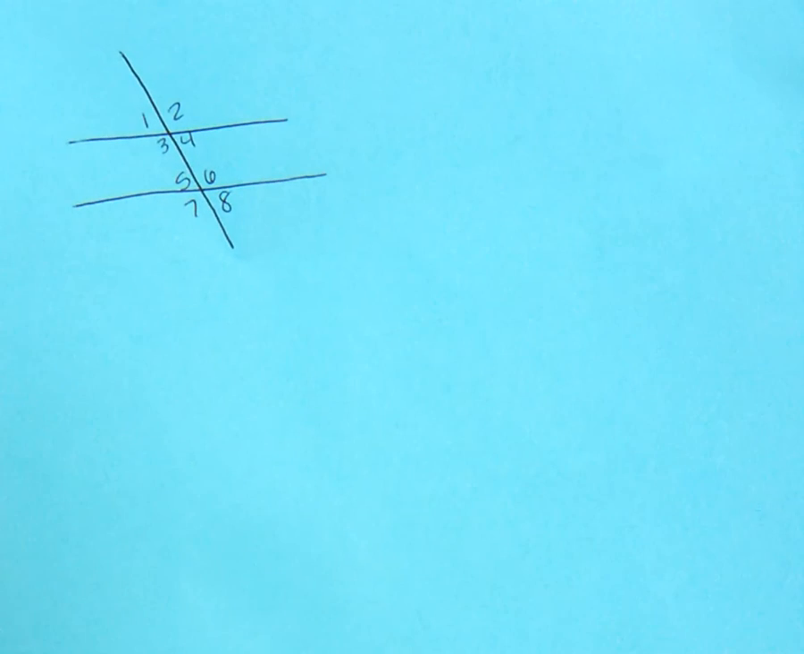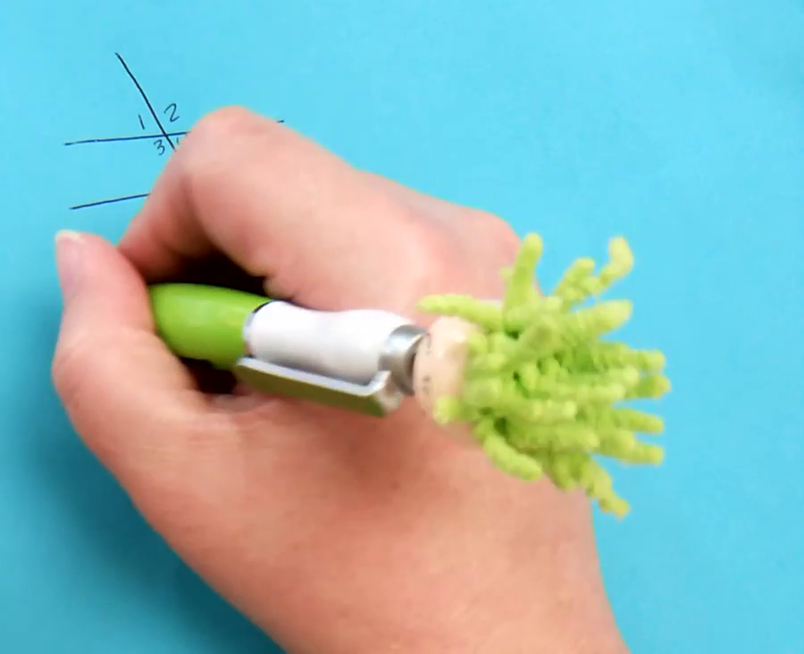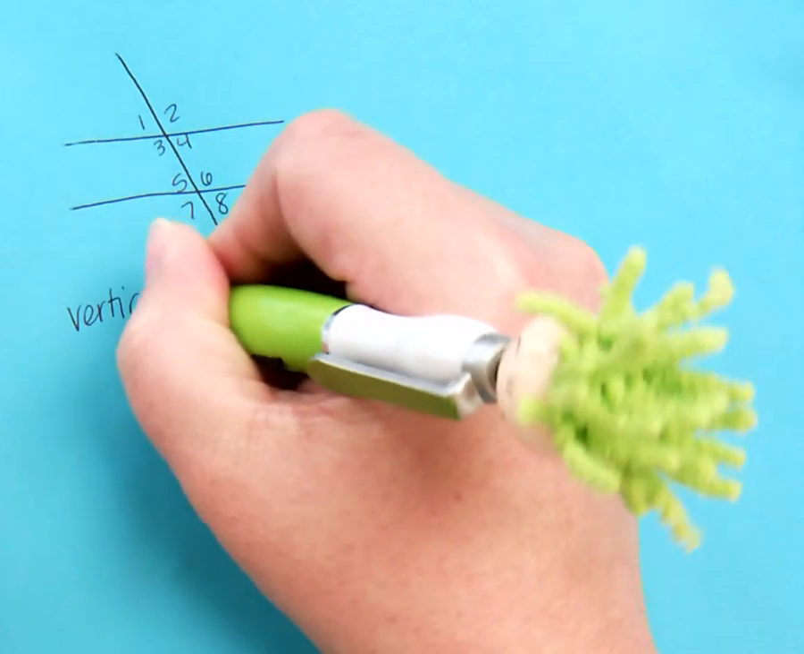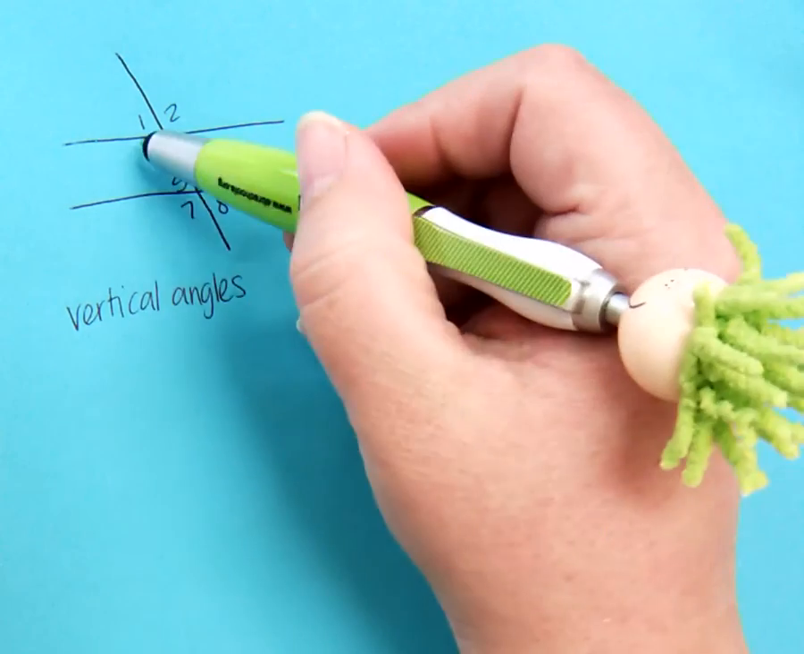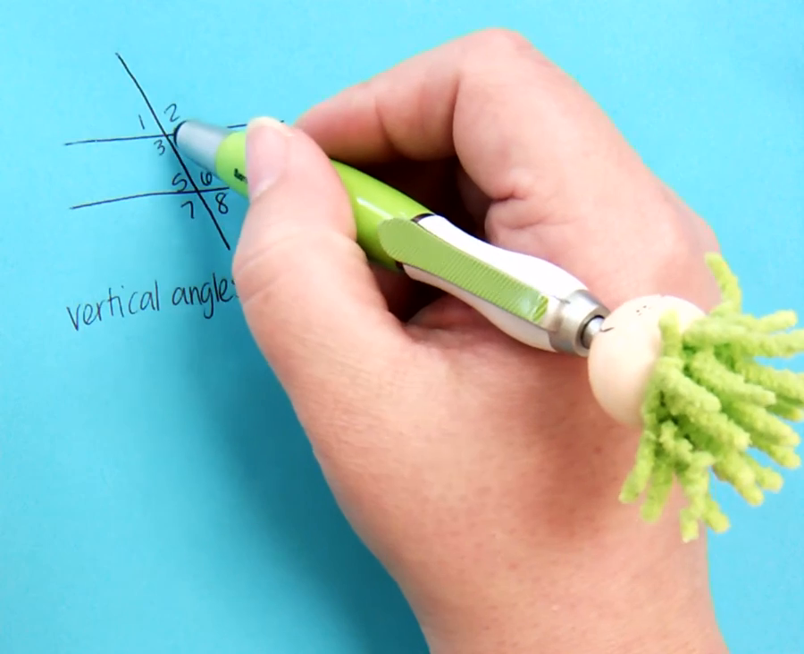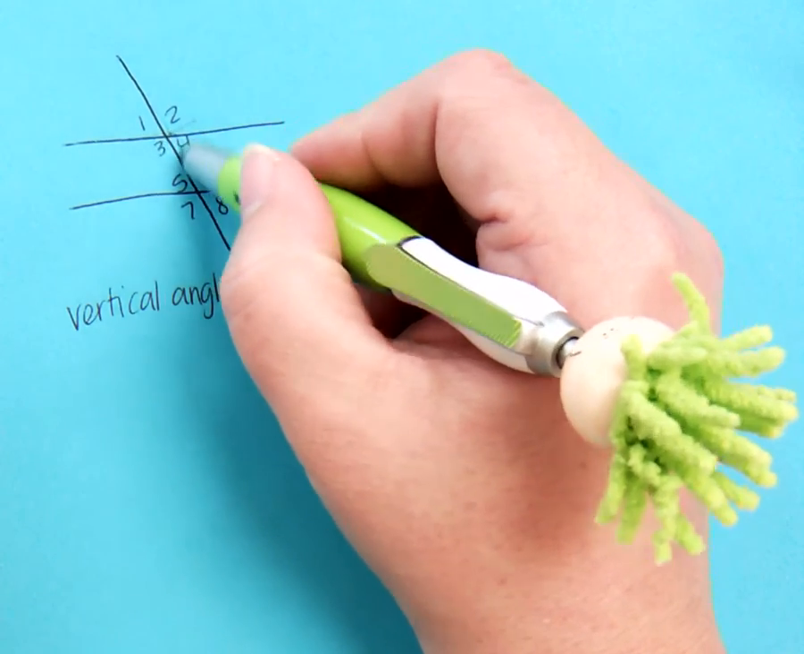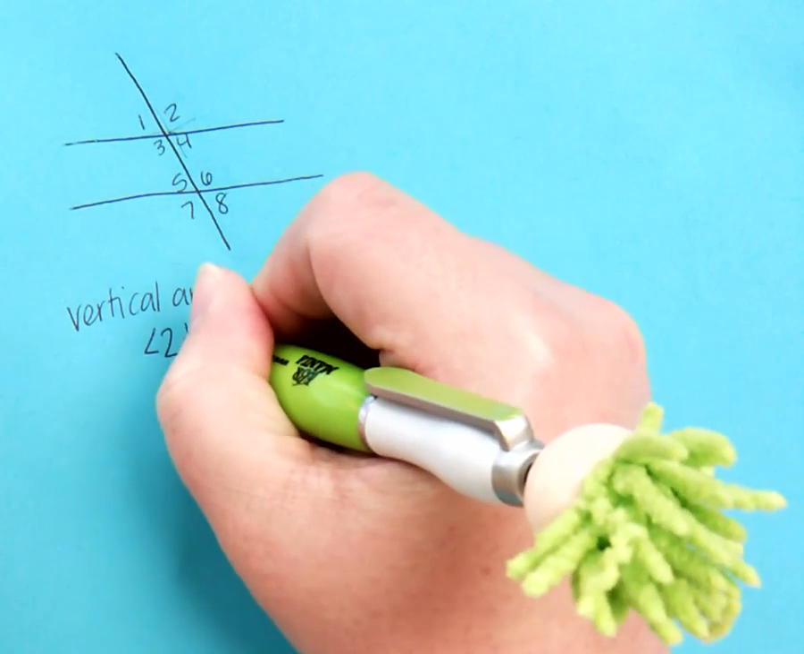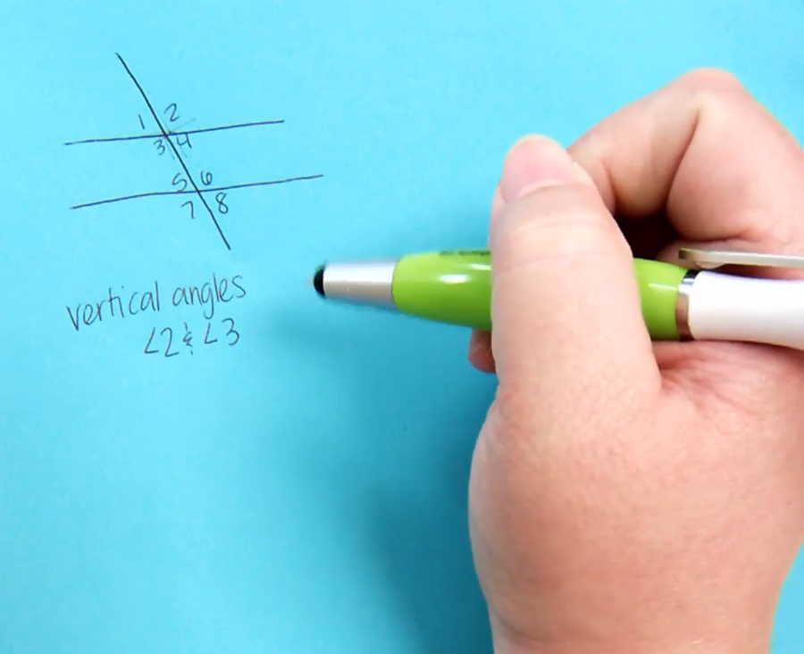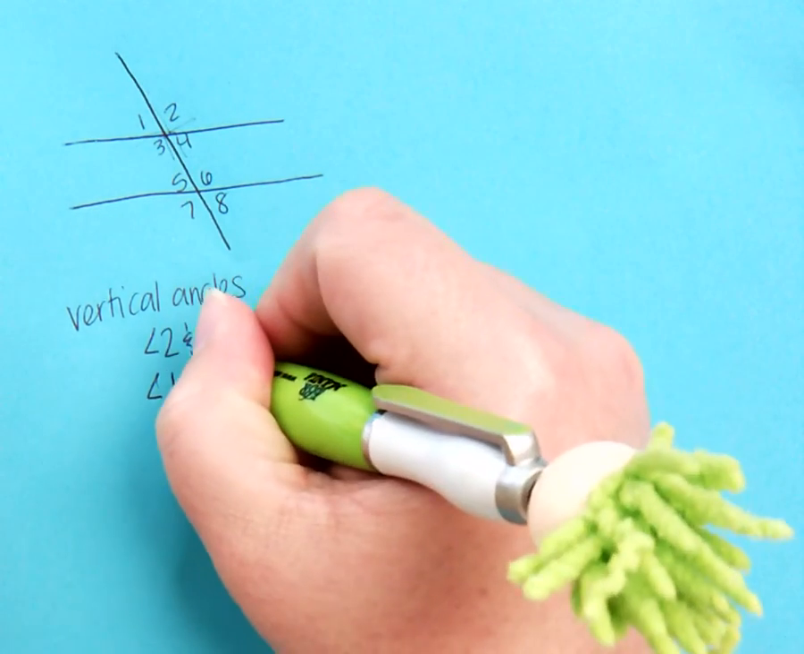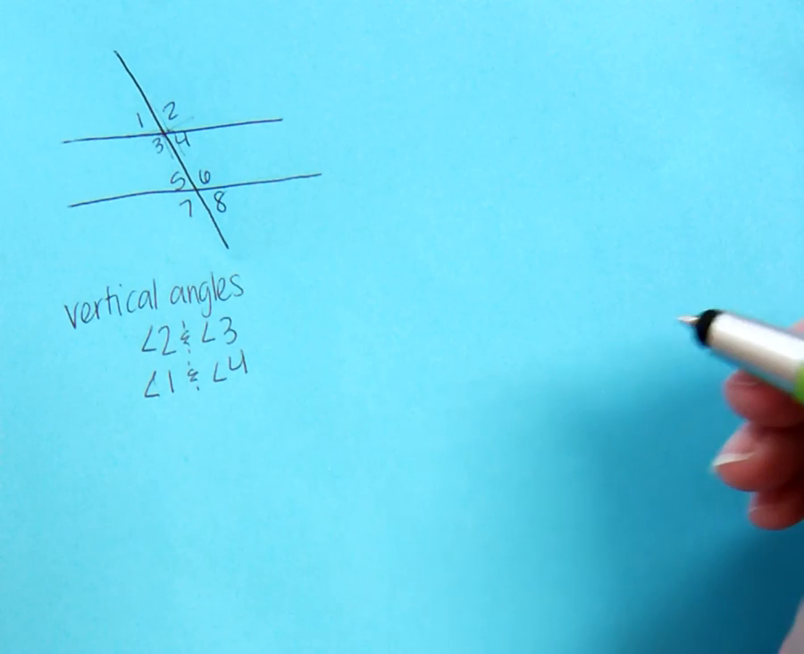So the first thing that we want to talk about are vertical angles. Vertical angles are the ones that are across from each other. They share the same two lines. They look like they're kissing. So an example of a vertical angle would be angle 2 and angle 3. They are directly across from each other. Another example would be angle 1 and angle 4. Those are the vertical angles.